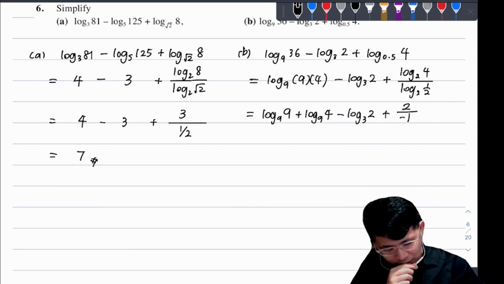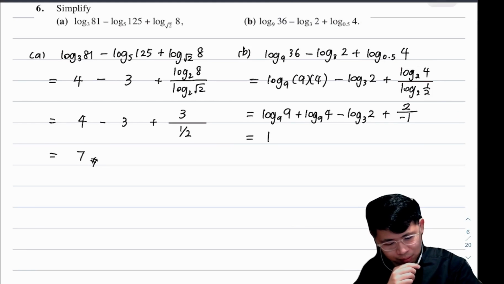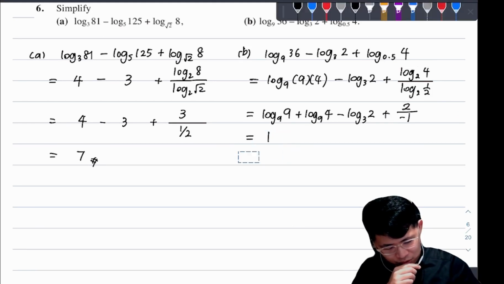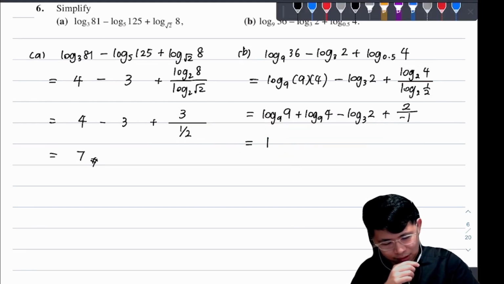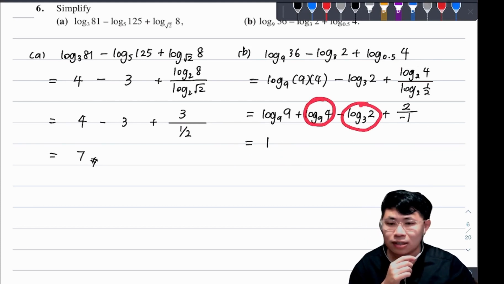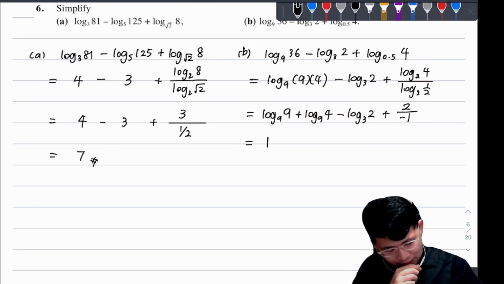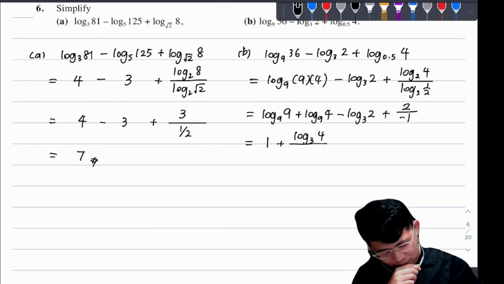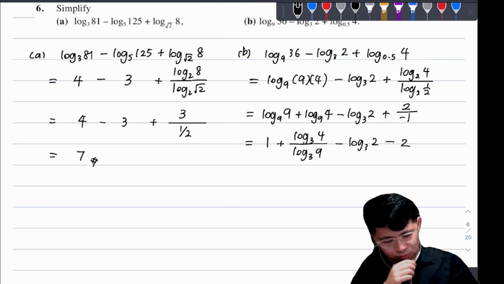Now the next one, log 9 is going to be equal to 1. Log 9 4 looks a bit odd, right? But you remember that there's a log base 3 beside it? Do you remember this log base 3 over here? So why not follow this and change this to log base 3, plus log base 3 of 4. Then this would be log base 3 of 9 minus log base 3 of 2 minus 2.